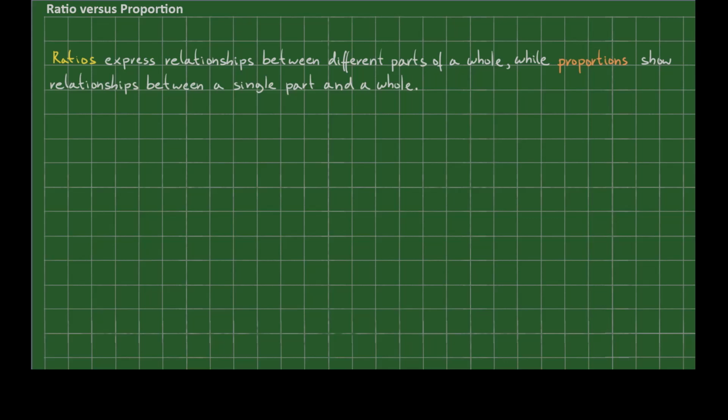In everyday language, these two words tend to be used interchangeably. In mathematics and sciences, they have different and specific meanings. When we talk about ratios, we are comparing different parts that happen to make up a whole. While when we talk about proportions, we are looking at a relationship of a single part and the whole.